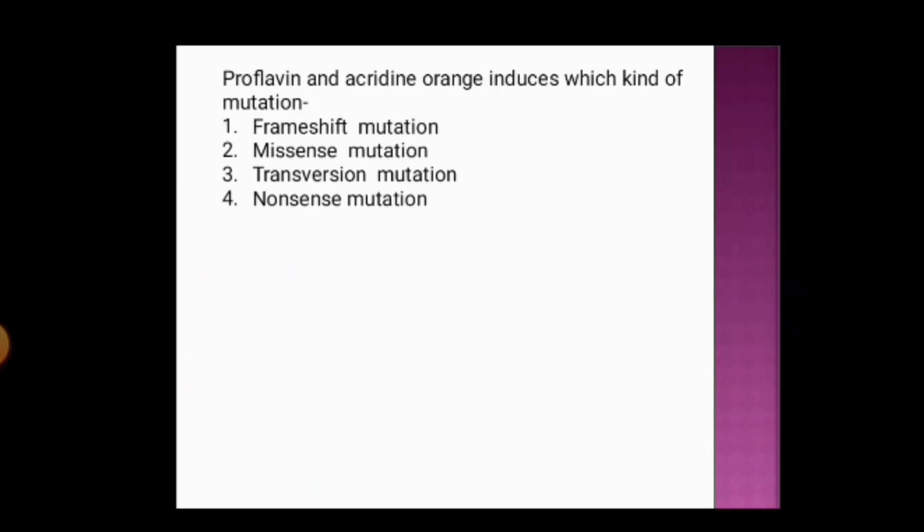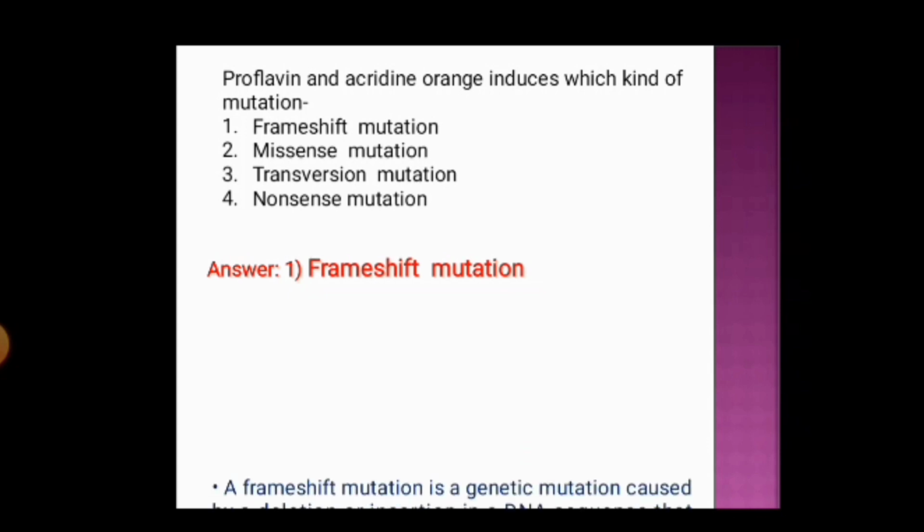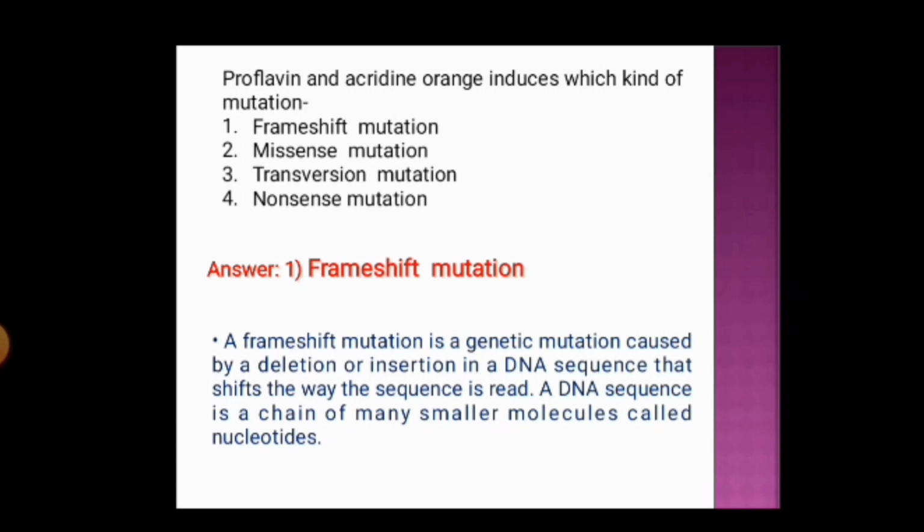Okay. Next question. Proflavin or acridine orange induces which kind of mutation? Option 1, frameshift mutation, option 2, missense mutation, option 3, transversion mutation, option 4, nonsense mutation, and the correct answer is option 1, frameshift mutation. Proflavin and acridine orange are intercalating agents. They intercalate between the bases and cause the frameshift mutation. We have already defined what a frameshift mutation is. Okay, just check it.